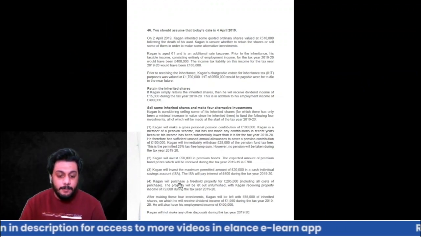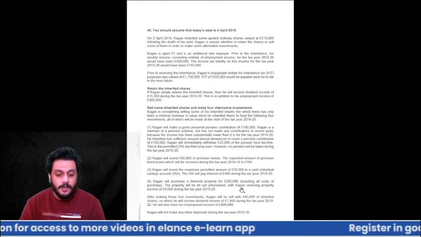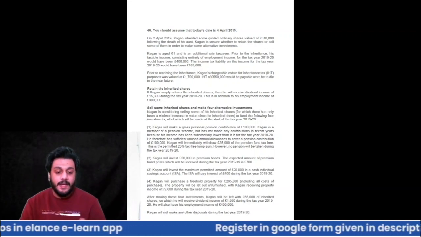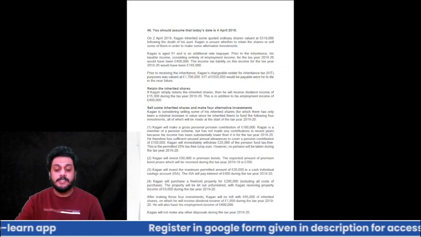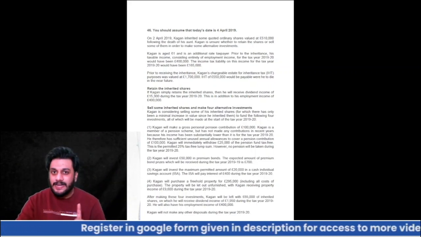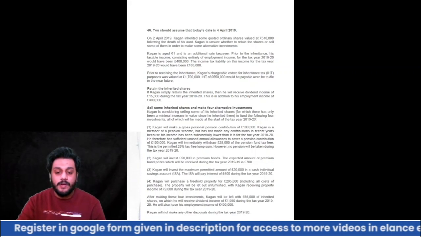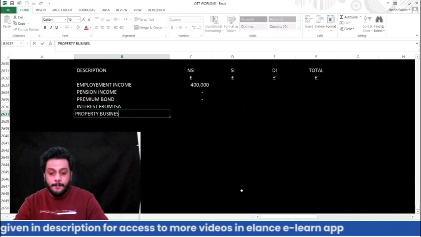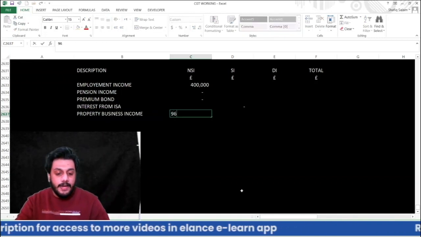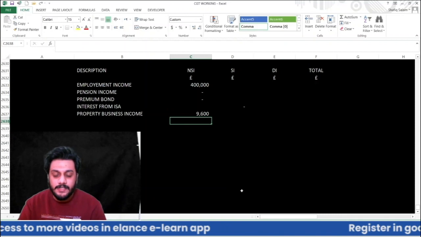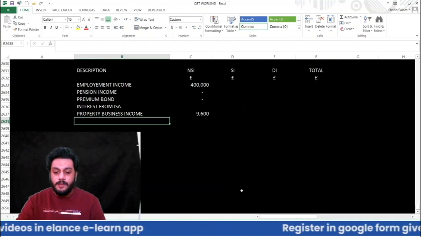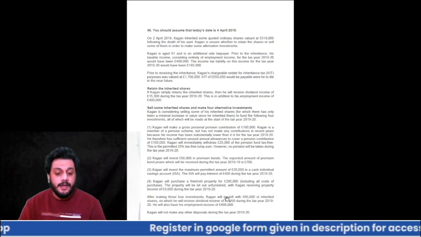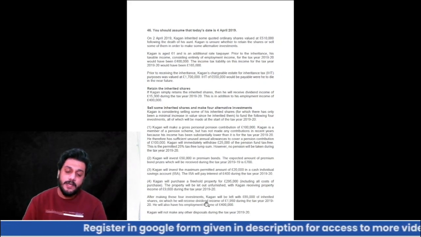And the fourth one, Kagan will purchase a freehold property for 295,000, including all costs of the purchase. Property will be let out unfurnished. Kagan will receive property income of 9,600 during the tax year 2019-20. So that is taxable. The amount of 9,600 received as property business income. So we have to write property business income and 9,600 under the non-savings income.